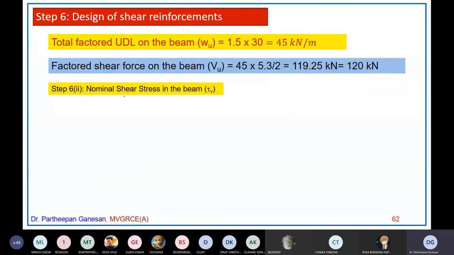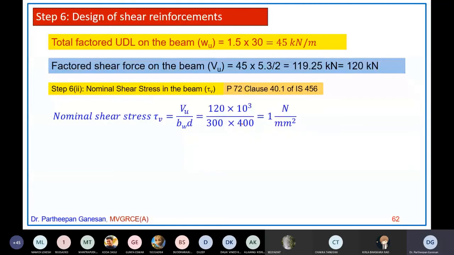So now you know nominal shear stress in the beam, tau V, is equal to, since it is a T beam, tau V is equal to V by BW into D. This is BW into D. It is not B into D. So BW is 300 mm in this design.